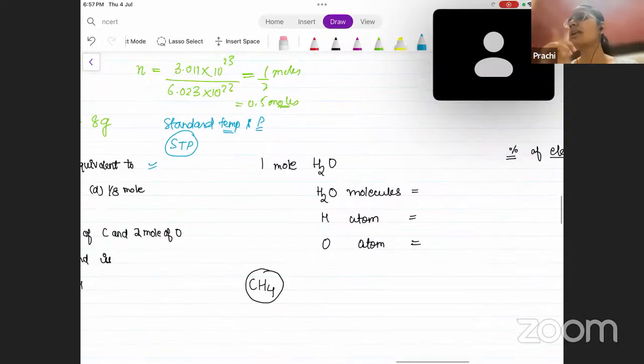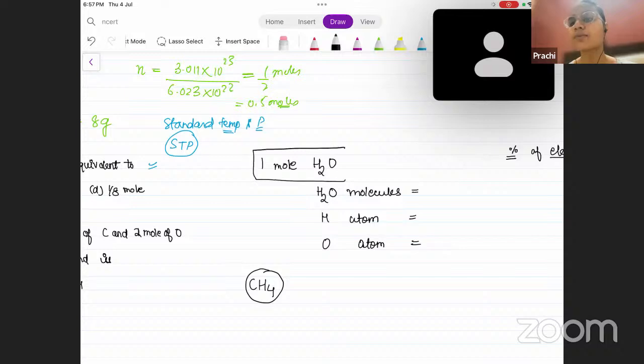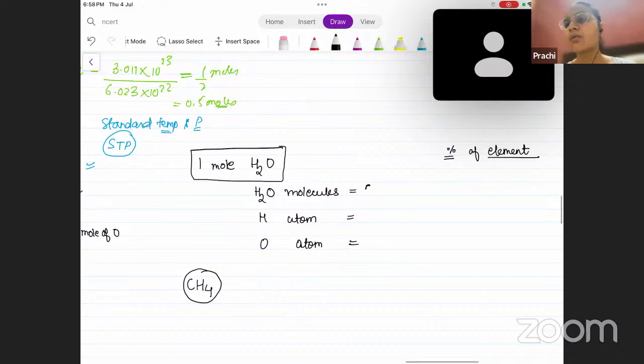Now there is one other important thing that we should understand: whenever somebody says that you are given 1 mole of water, what does it mean? It means we have 1 mole of water molecules. How many water molecules do we have in this? We have 1 mole of water molecules, right?